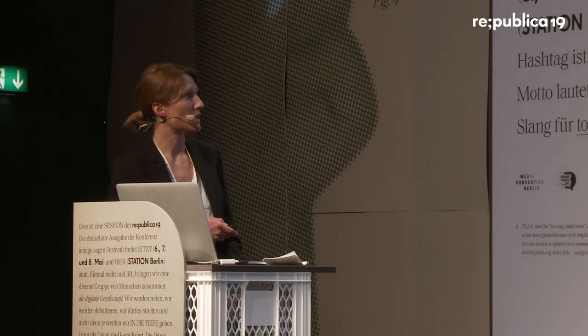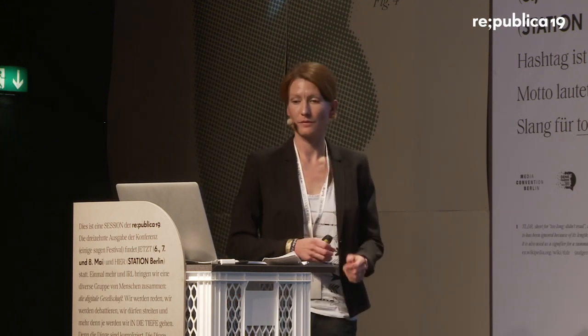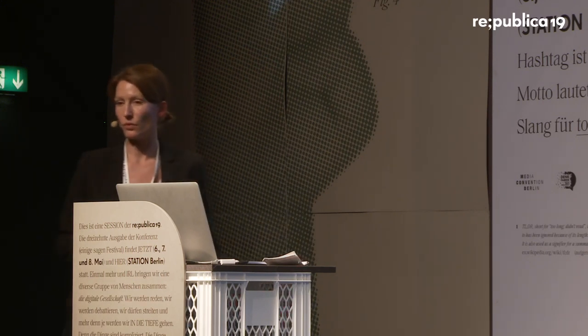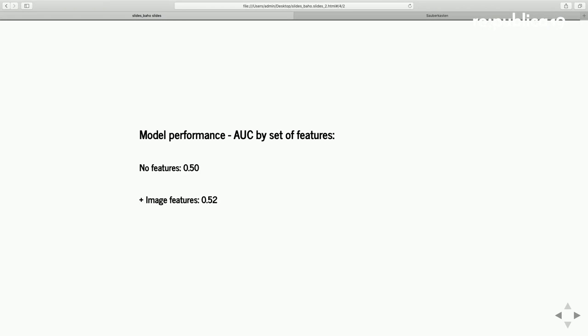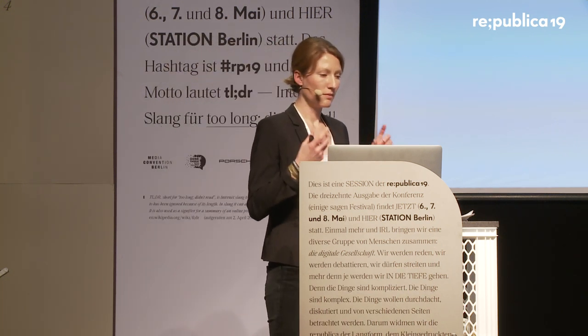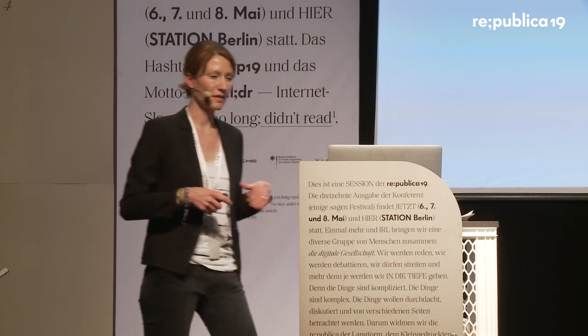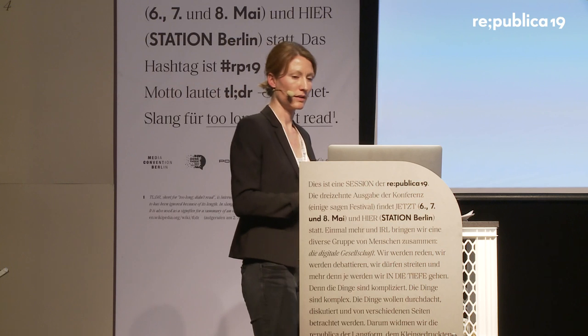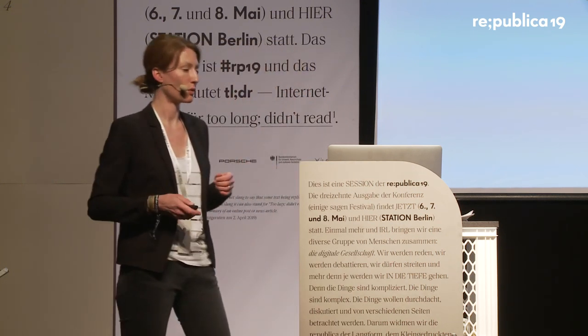No features will result in 0.5 AUC. And then when adding image features, it grew, but it didn't grow dramatically. It grew to 0.52. What I actually did is I picked per campaign the most likely prediction, and then I included dummy variables for whether or not the campaign had an image predicted as being a poodle or as being a TV, yes or no.